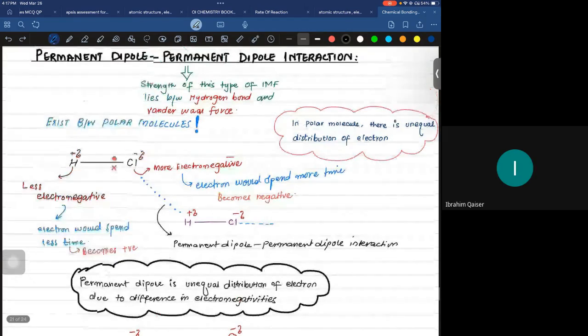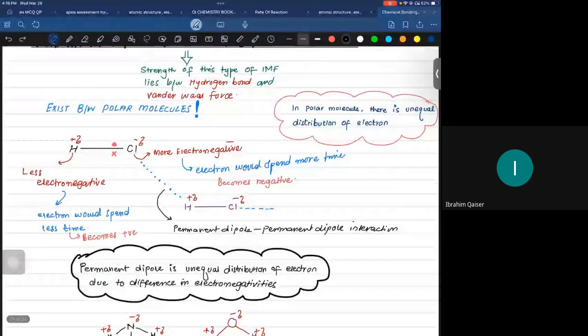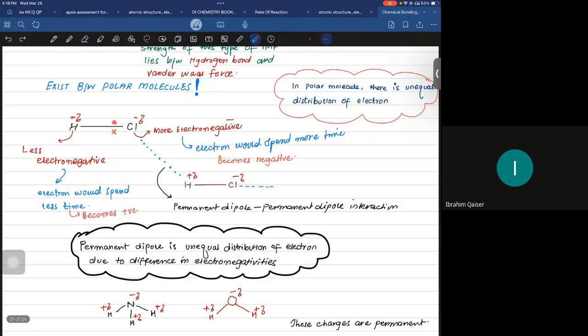Nothing is new, nothing is special about how it is induced. It is simply the difference in electronegativity. Why are they polar? Due to the difference in electronegativity. They are having different elements, and they have different capacity to attract electrons. That's the reason chlorine becomes partial negative and hydrogen partial positive. So overall, we can say this is polar.